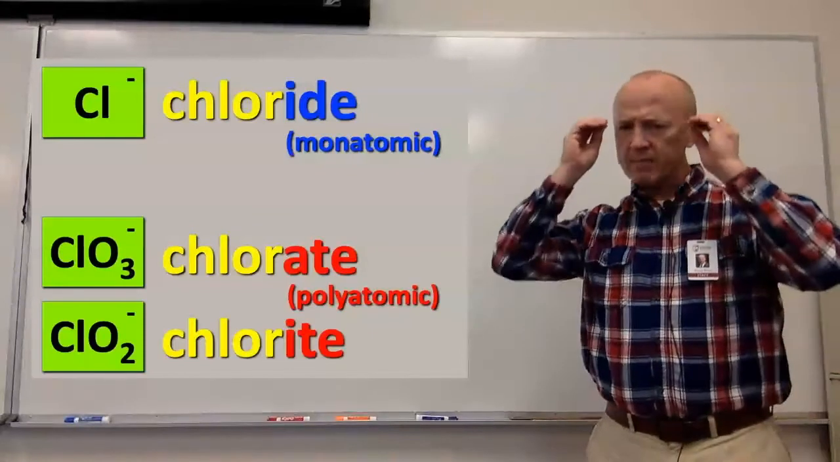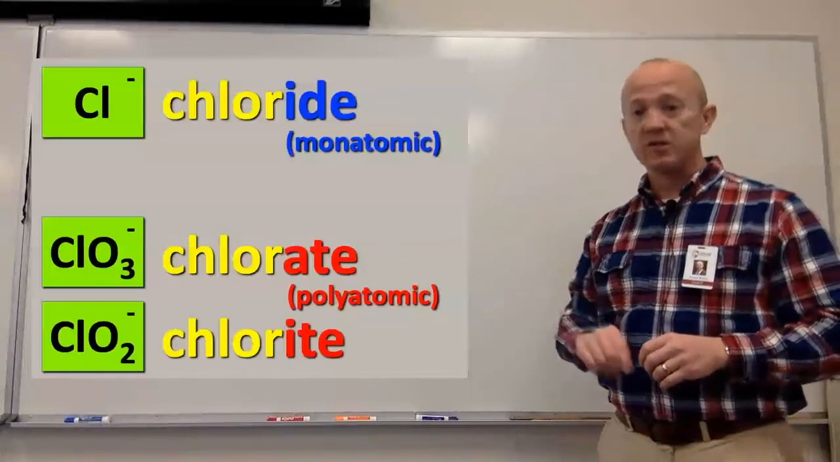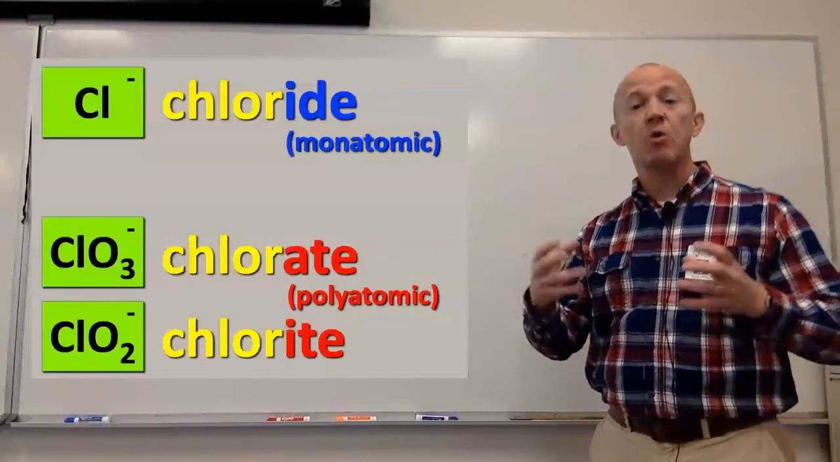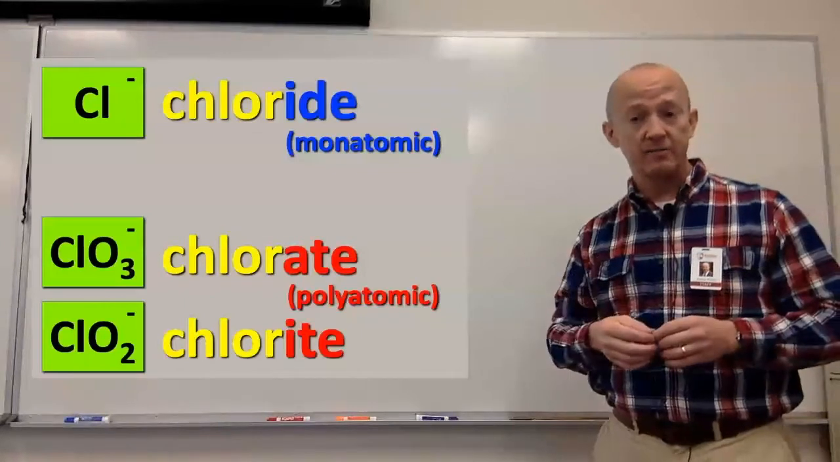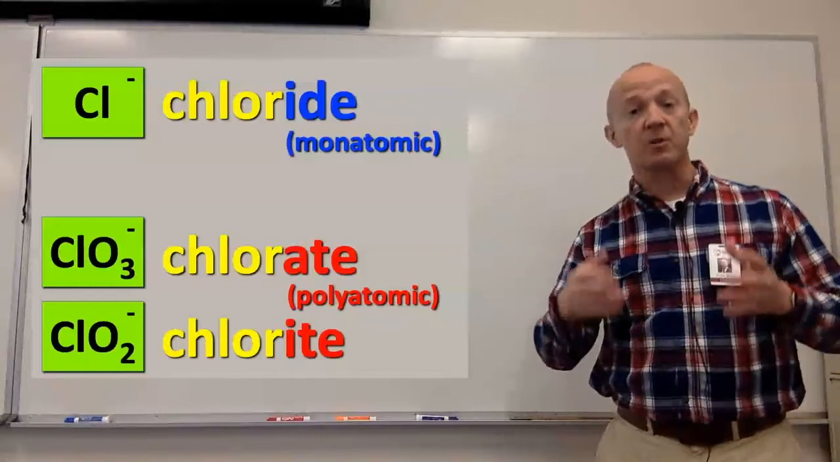Okay? Just want to bring that back to you for a moment. Monatomic ions have an IDE ending. So if it's something other than oxygen, we're saying that no oxygen is attached to that ion. If we see an ATE ending or an ITE ending, we know that those are polyatomic.